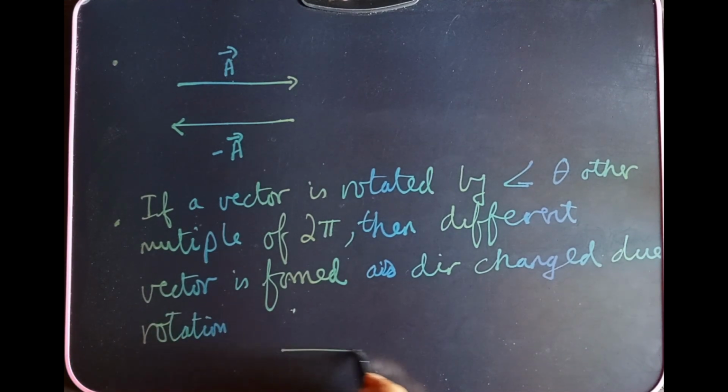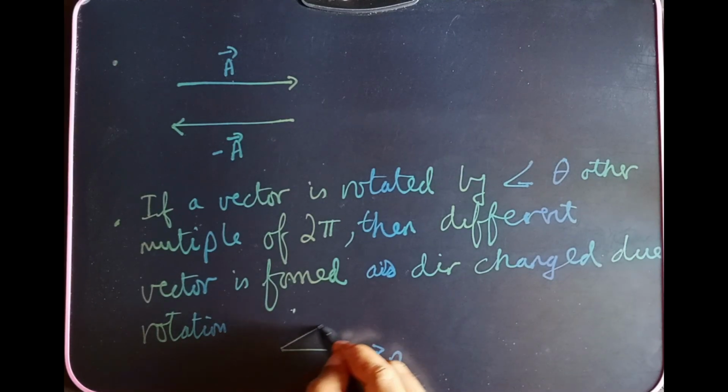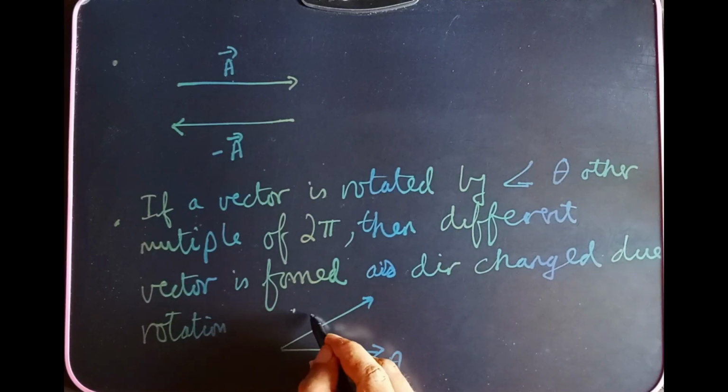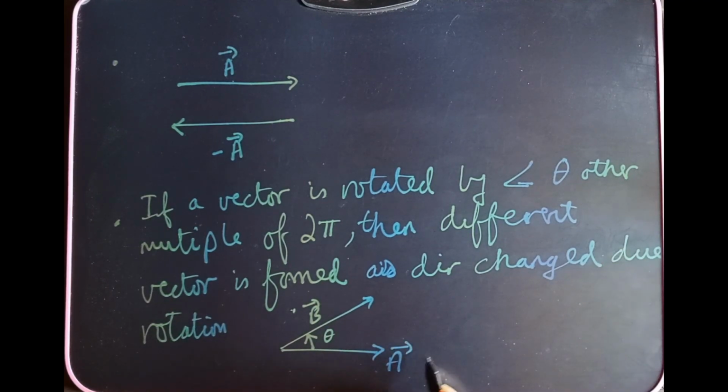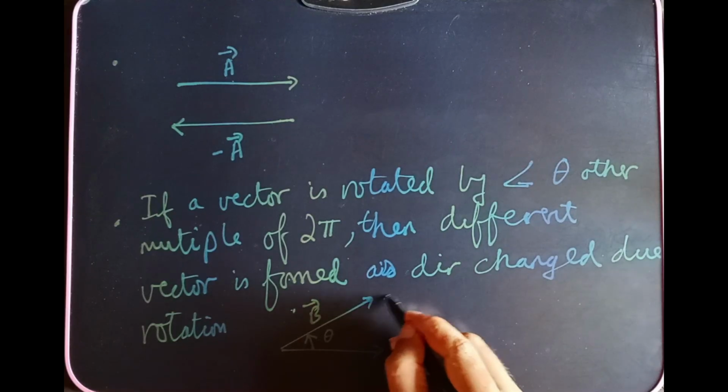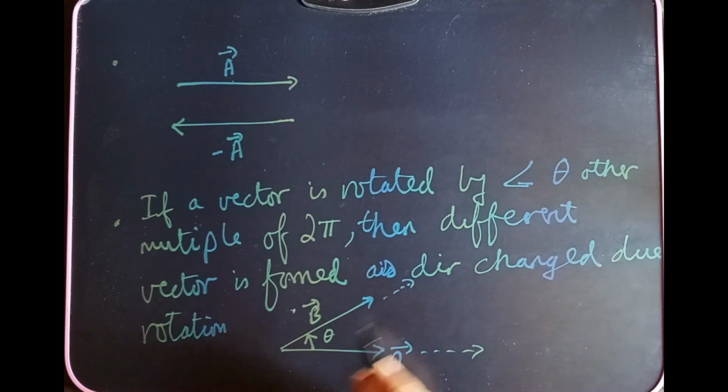So, if we had a vector A and this vector A is now rotated, then you will get a new vector B, which is having a new direction, right? A has this direction and B has another direction. So, the direction has changed. If the vector is rotated, then a new vector is formed with a different direction. These are some of the rules of vectors.